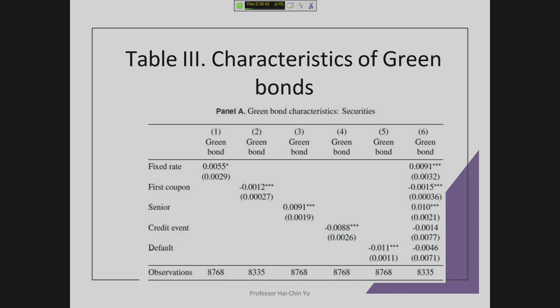I have some question about the negative sign, because in column 6, including all of them, it is insignificant. But the paper is saying that the green bond has a higher default rate. But if a higher default rate, this should be positive. But in column 6 it is negative but insignificant. So we can go back to here in column 5. There may be some contradiction.